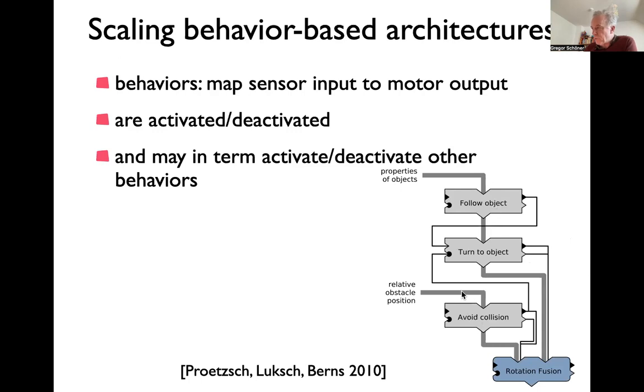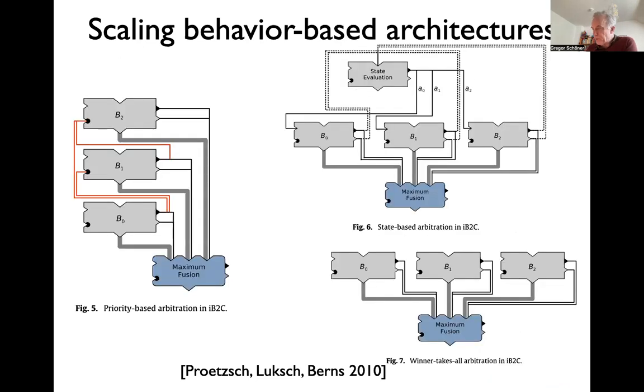For instance, to do some particular behavior, you could have follow object, which activates turn to object, which activates maybe the fusion behavior. On the other hand, you could have a collision avoidance that's always active. By having this, you always do that. And when you get some obstacle position, it contributes to the fused rotation no matter what, while this one here is, for instance, deactivated, I believe. I don't know which button it was actually.